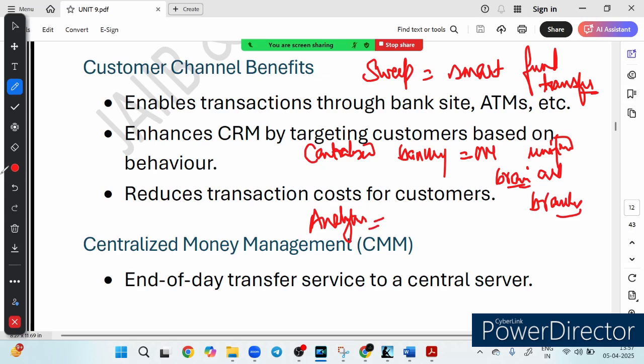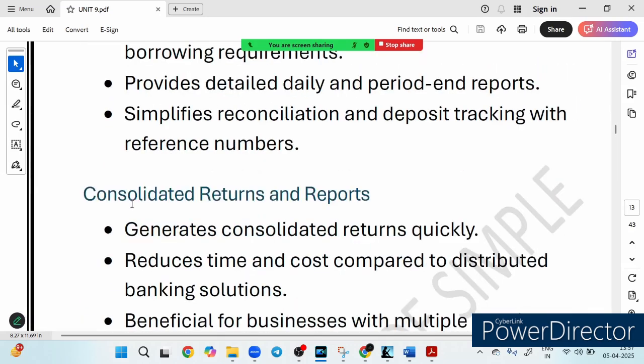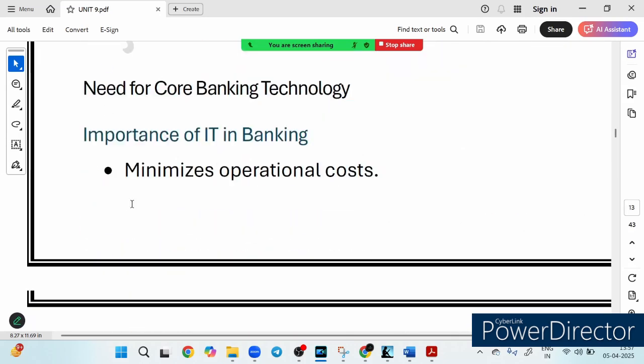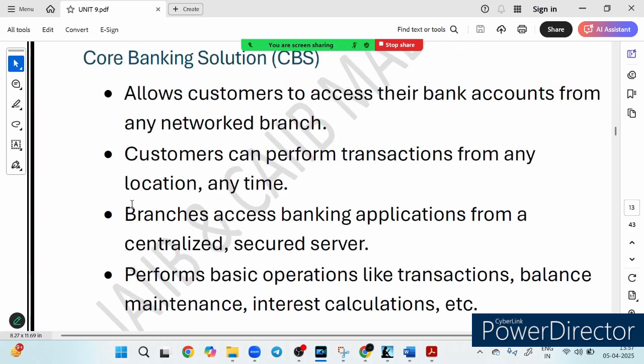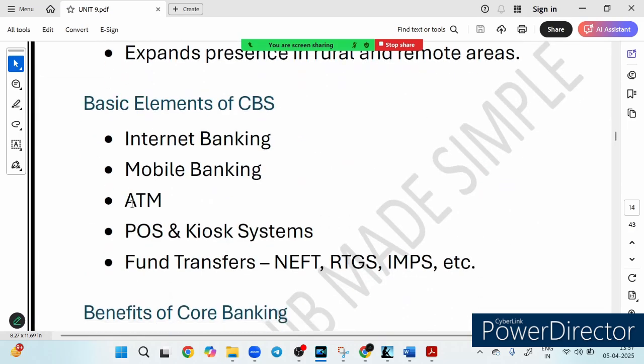Now let's look at the basic elements of CBS. CBS is like the central nervous system of a bank, connecting all the branches, channels and services so that everything runs smoothly, in real time and hassle free. The need we have already discussed. Let's talk about the basic elements. The first is net banking, mobile banking, then ATM, POS, quick system and fund transfer. These are the basic elements of CBS.